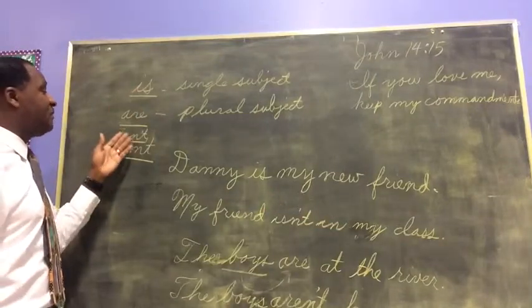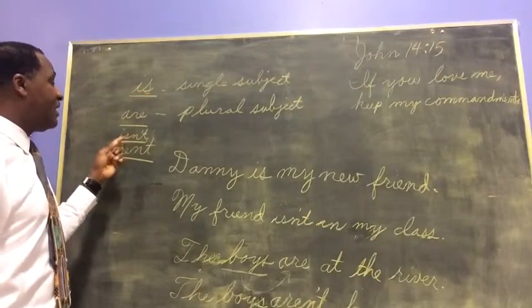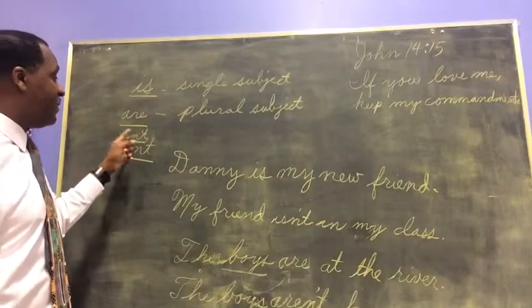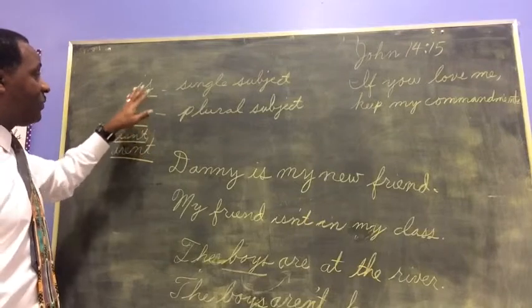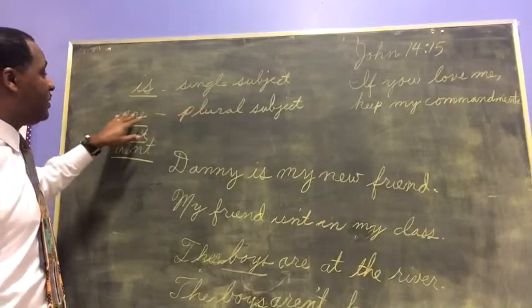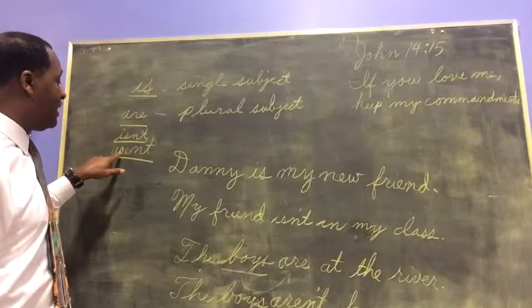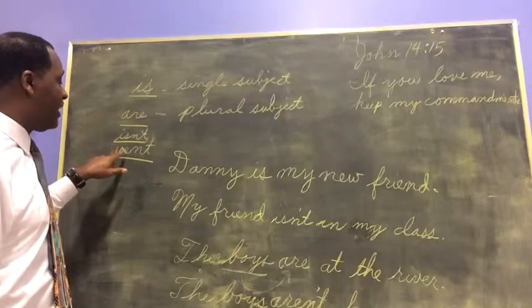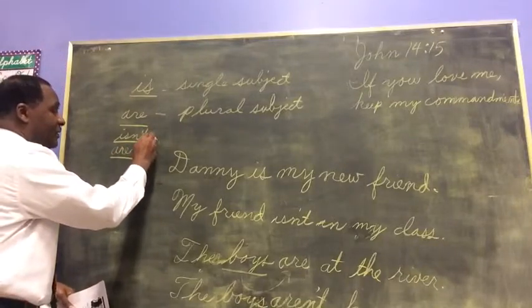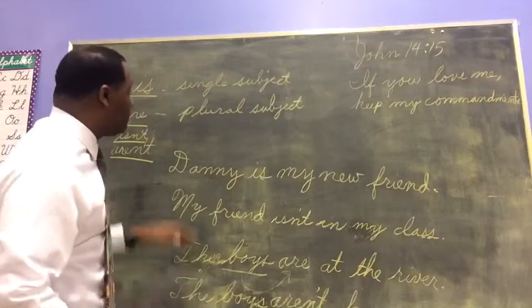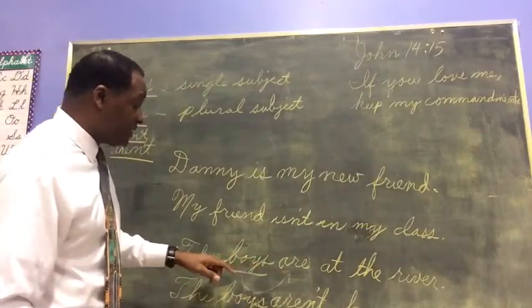There are two forms for is. Is could be is, and then is could be isn't. Isn't means is not, so we write that I-S-N apostrophe T. For the word are, for a plural one, we would have are, or are not, which would be spelled A-R-E-N apostrophe T, and we need to put an apostrophe there to show that. The two uses of are would be used with plural subjects.